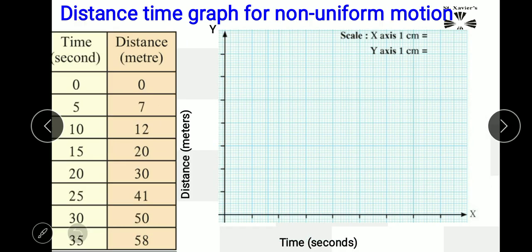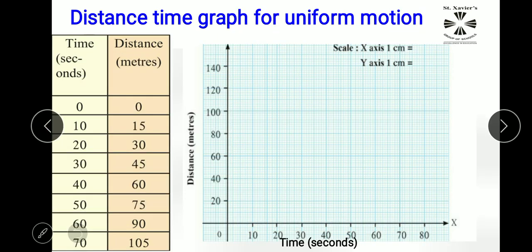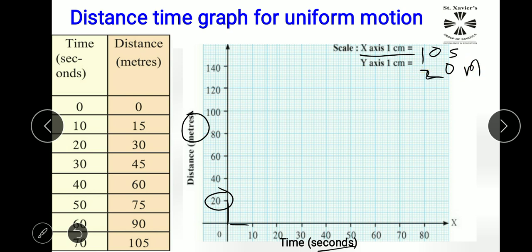Here, non-uniform motion, as we took. Students, one thing we forgot to do here is the x-axis scale. On the x-axis, 1 centimeter is equal to 10 seconds. And here one box is equal to 20 meters, so we'll write 20 meters on the y-axis. So you will not forget to write the scale.